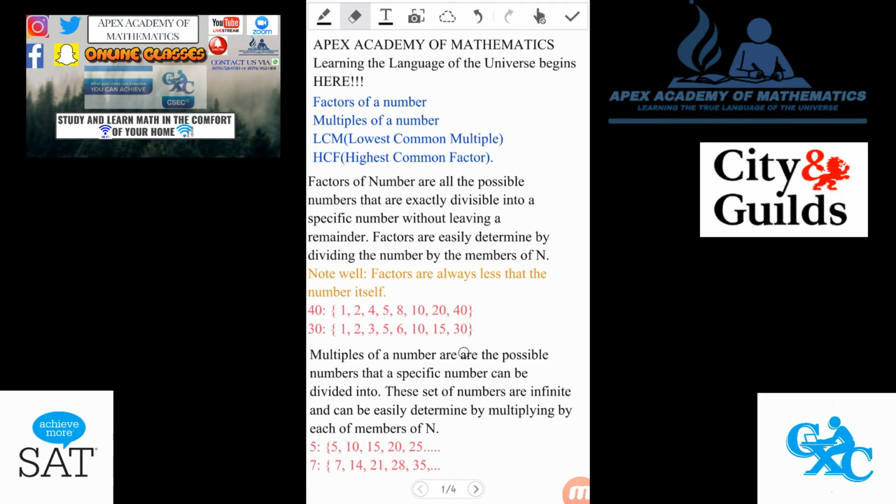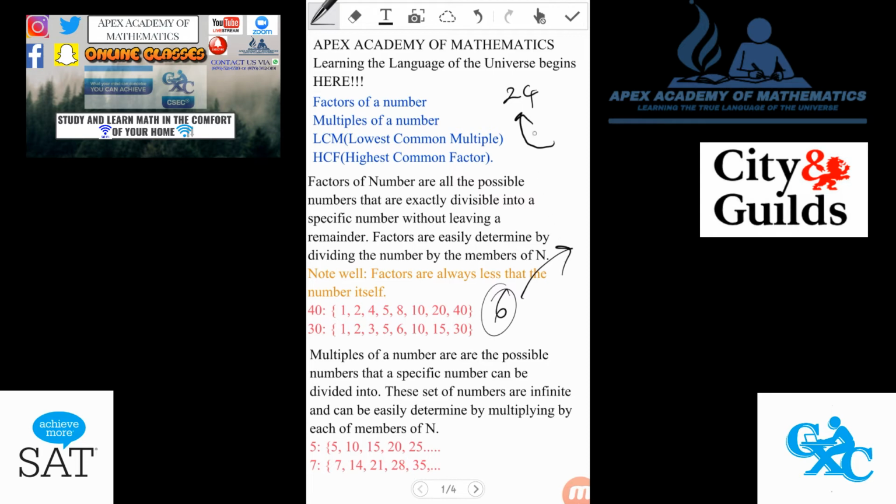Multiples of a number are all the possible numbers that a specific number can be divided into. So what we're looking at here is, say for example, we want to find the multiples of 6. What we're looking at are all the numbers that 6 can go into. Remember up here we said that factors are all the numbers that can go into 24. Multiples are basically all the numbers that this can go into.